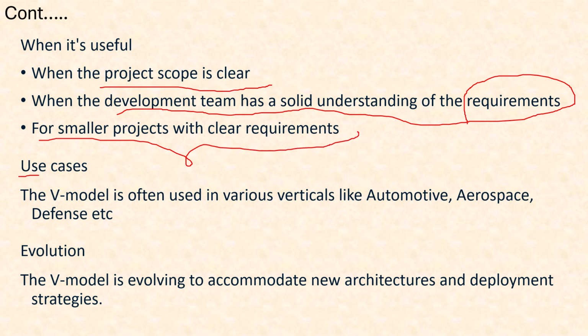Now, what is the main use case of this V model? The V model is often used in various verticals like automotive, aerospace, defense. Now, because we are talking about ADAS, we will concentrate only on automotive, but the V model is used for aerospace also, for defense also, for industrial machinery also, even for banking software also. Software used for banking, software used for security, software used for investments. So, for various systems, this V model can be used. But right now we are going to concentrate only on automotive because our main focus is on ADAS.